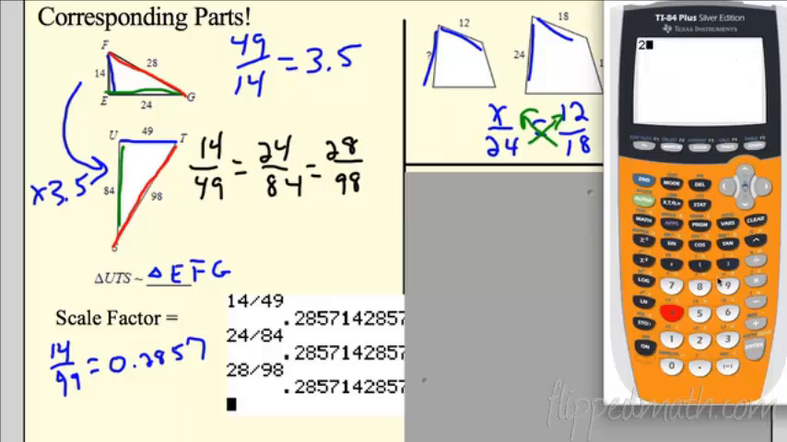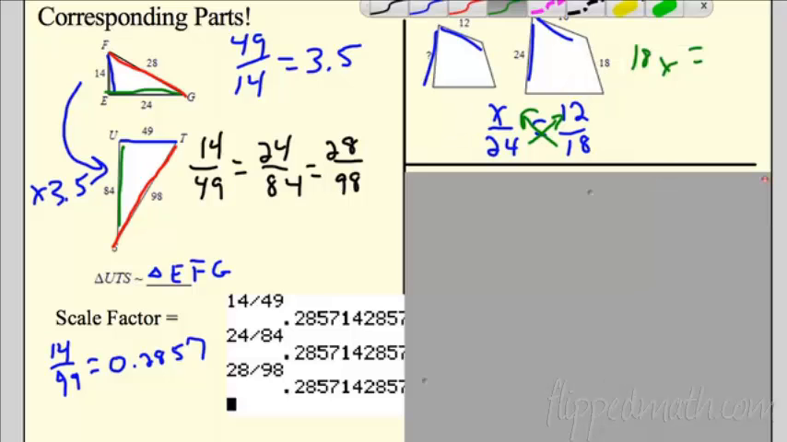Yeah. 24 times 12 is 288. And then what are we going to do? We're going to end up dividing that by 18. So we end up getting 16. But let's write all that out. This is 288. Then we're going to divide it by 18.